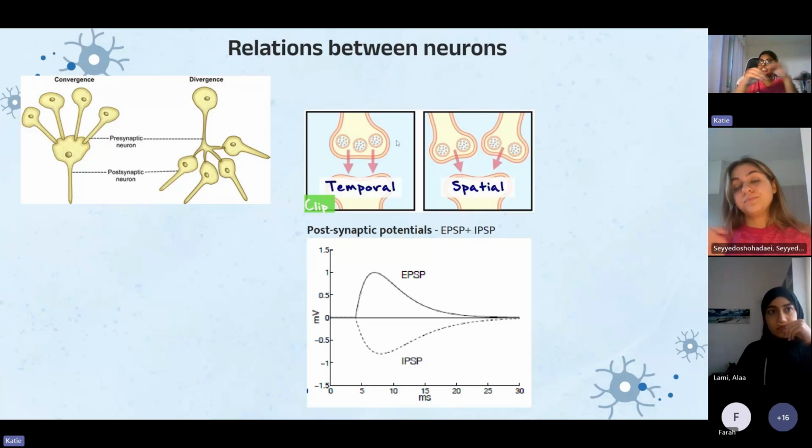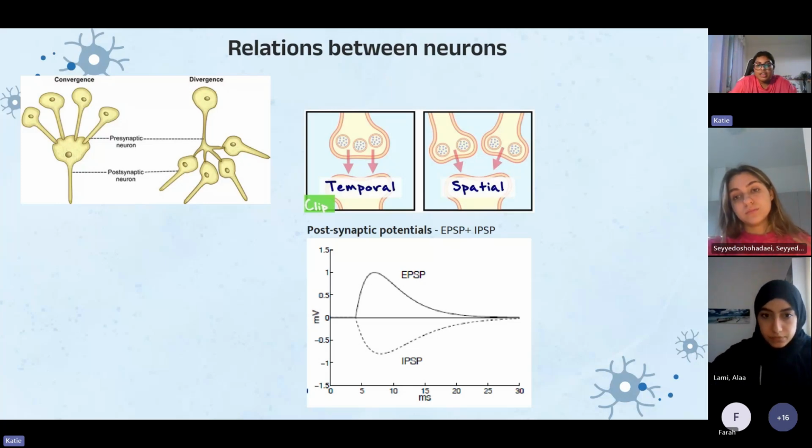Temporal was just more release from that one membrane. But spatial is when many presynaptic membranes are sending the same amount of neurotransmitters, which overall on your postsynaptic membrane is going to have the same effect. You're going to have more stimuli being stimulated.